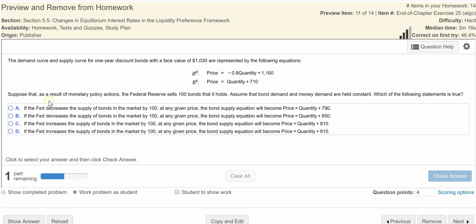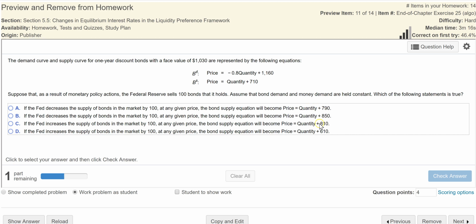Suppose that as a result of monetary policy actions, the Federal Reserve sells 100 bonds that it holds. Assume that bond demand and the money demand are held constant. Which of the following statements is true? So if you look at these 4 choices, let's read the first one. If the Fed decreases the supply of bonds in the market by 100 at any given price, the bond supply equation will become price equals quantity plus 790.